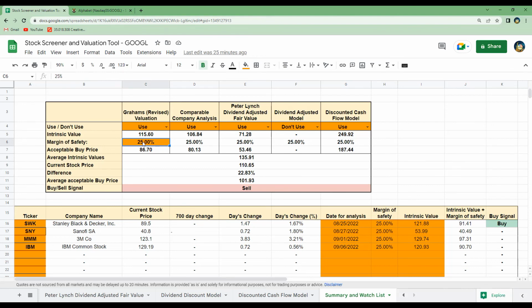But as we have already done for the other stocks we have analyzed, we will add Google to this watch list, so we can easily follow the development of the stock price. And if Google's stock price falls even lower and gets under the acceptable buy price, the spreadsheet will give us a buy signal.